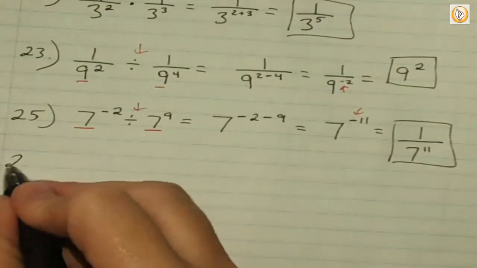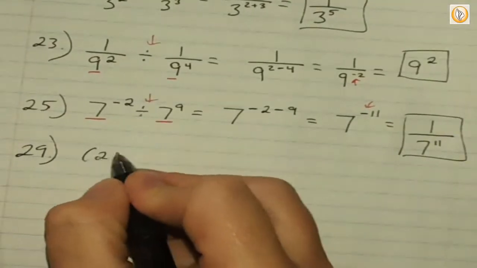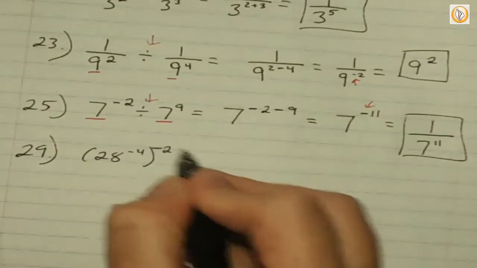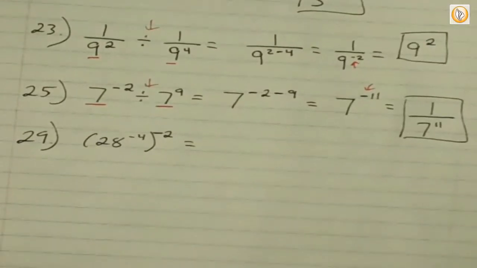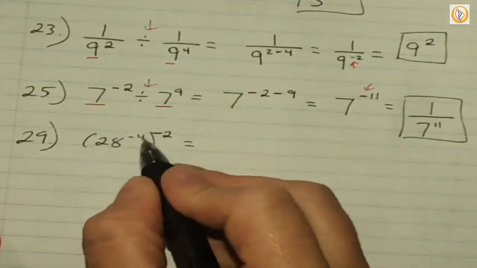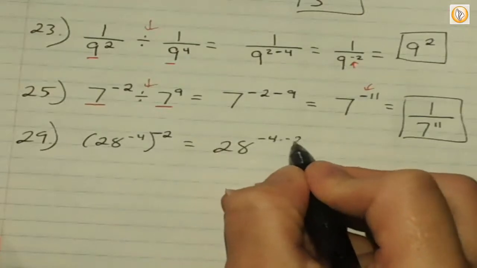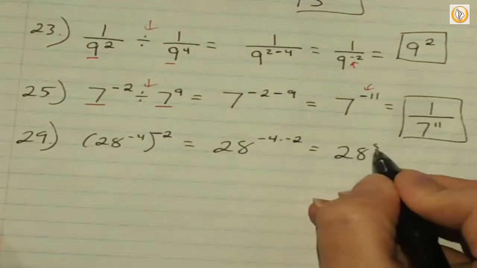Taylor, 29. 28 to the power of -4 raised to the power of -2. So it's 28 to the power of -4 times -2. Okay, you're multiplying -4 and -2 because it's on the inside and outside. So -4 times -2, and what do you get? 28 to the power of 8. Very good, +8.